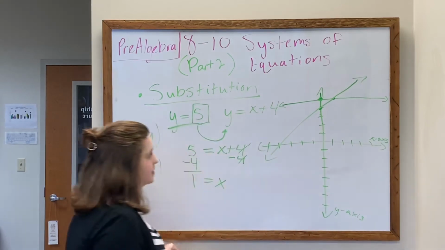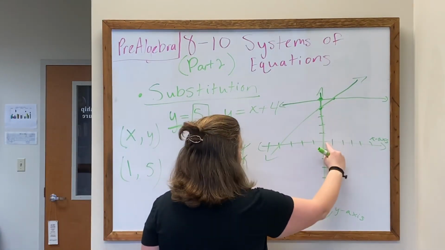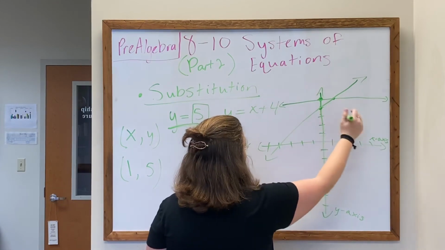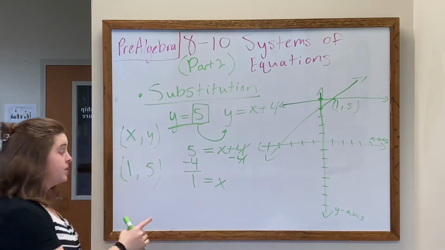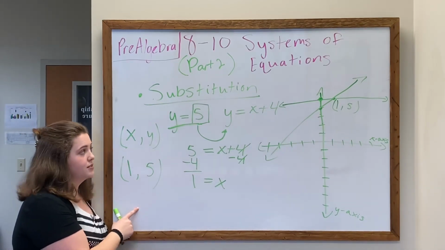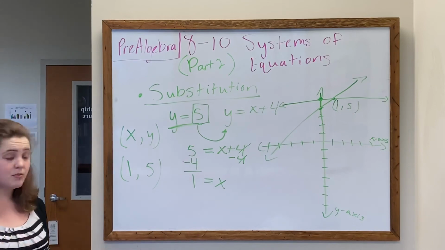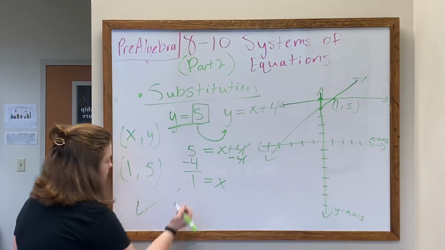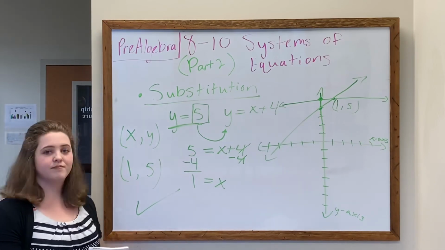Connect the dots. Now we can see that the place where they intersect is at 1, comma 5. Which is what we got with our substitution equation, by substituting 5 into this equation. So since those match, we know that this is right, and we're done with the problem. Sound good?